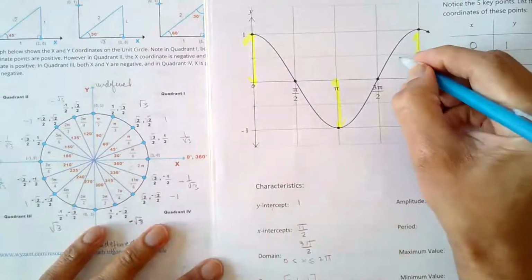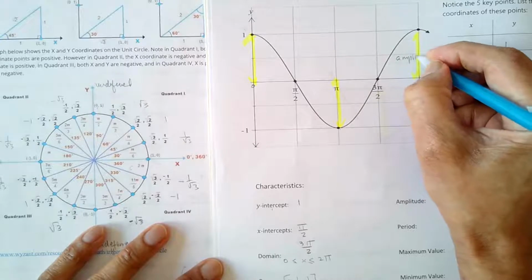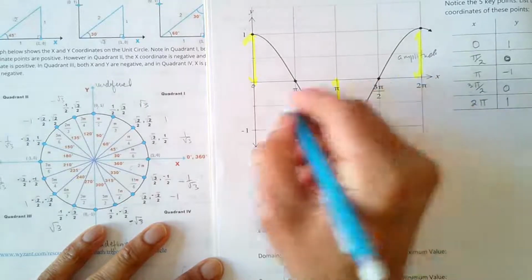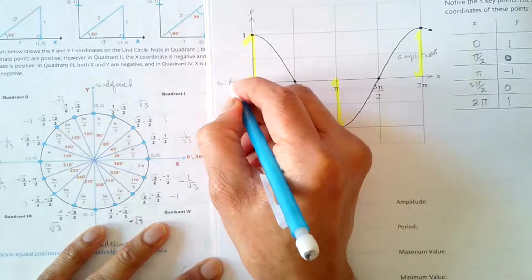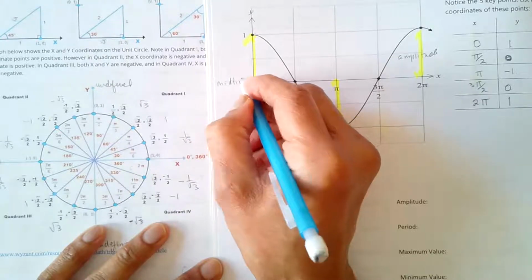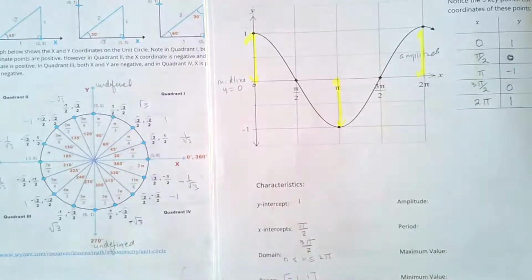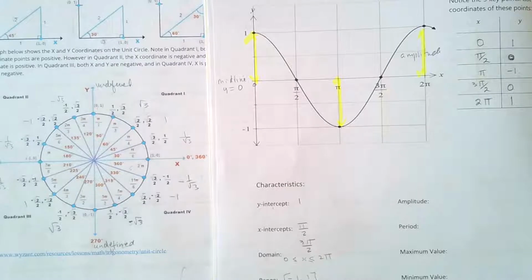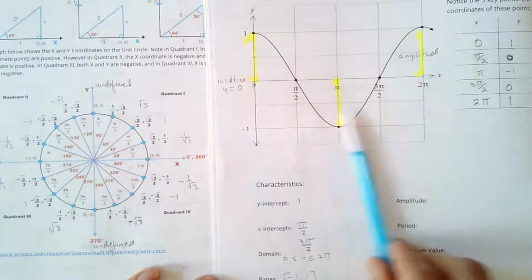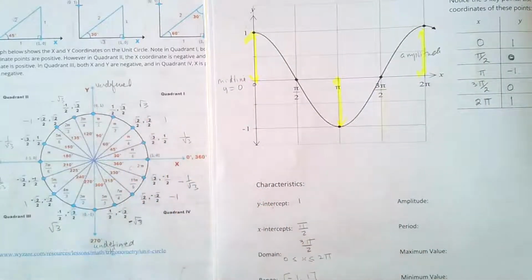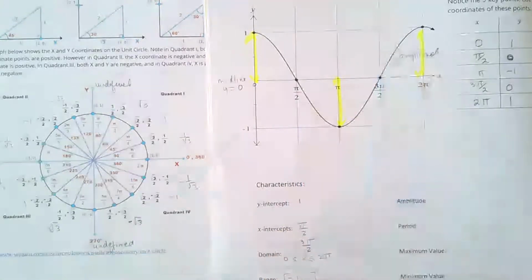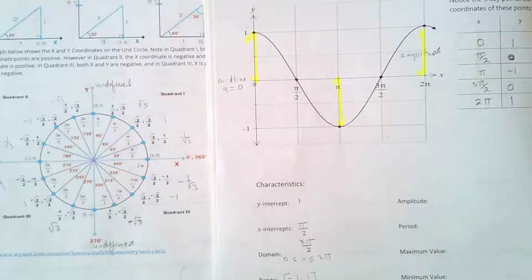This is your amplitude here. This is your midline, y equals 0. Now the midline will change depending on the function given, but this is what you call your base graph. Looking at a circle of one cycle, this is what your graph will look like. We'll look at transformation later on.